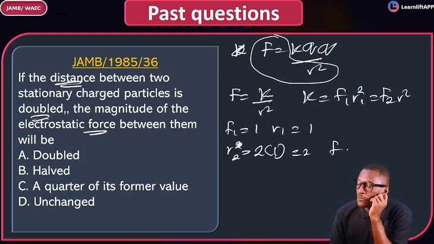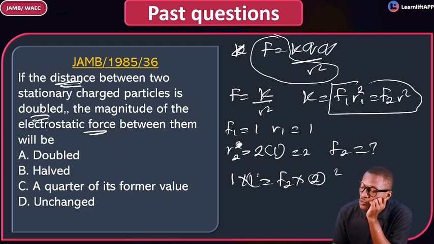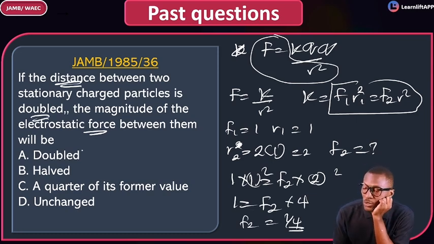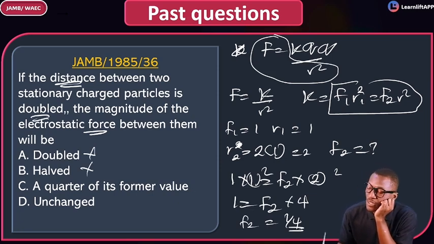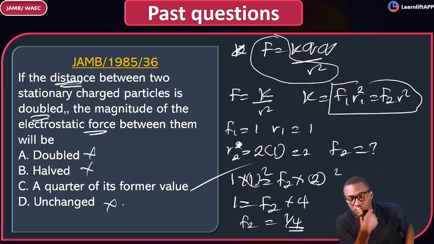Now what will F2 be, which we are looking for? Using this equation, F1 will be 1 times 1 is equal to F2 times R2, which is 2, all squared. Square of 1 is 1, so 1 is equal to F2 times 4, since 2 squared is 4. So F2 will be equal to 1 over 4. Option A said double, B said half, C said a quarter of its former value. That means 1 over 4 of the former value. This is correct, making option C the answer.